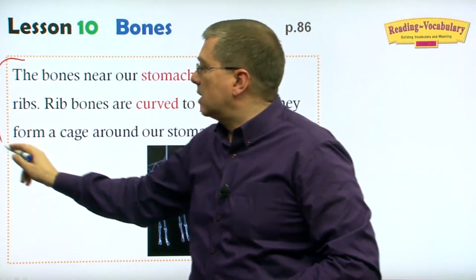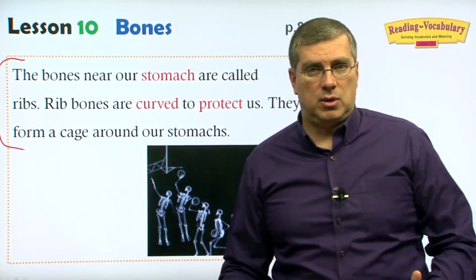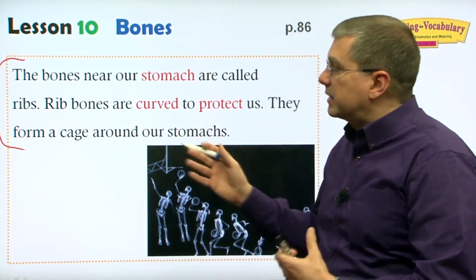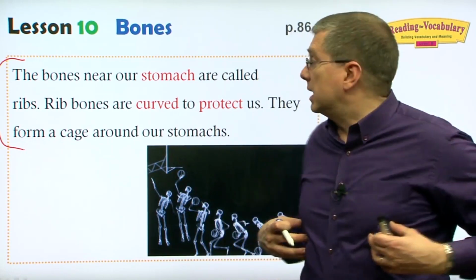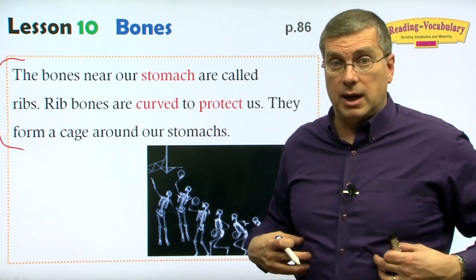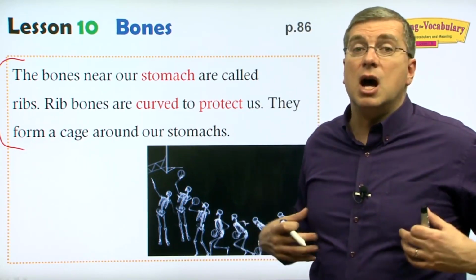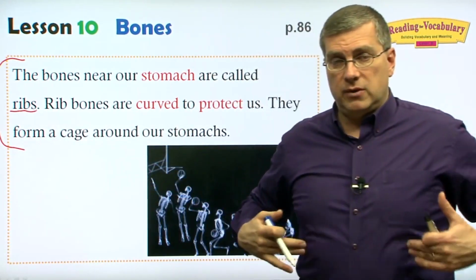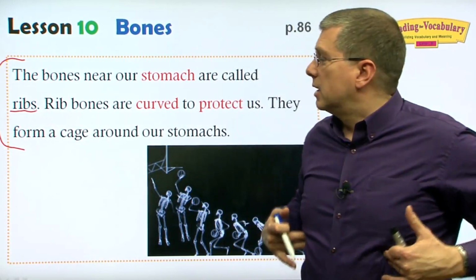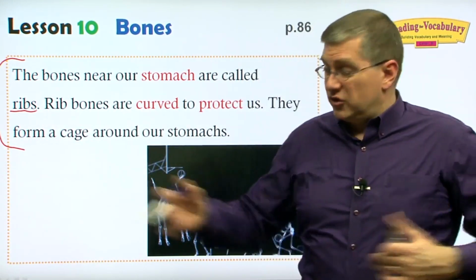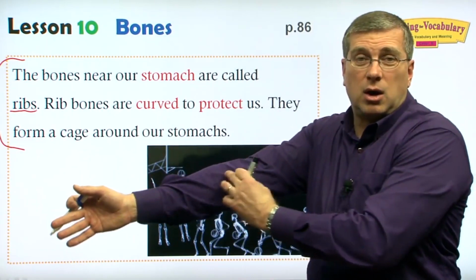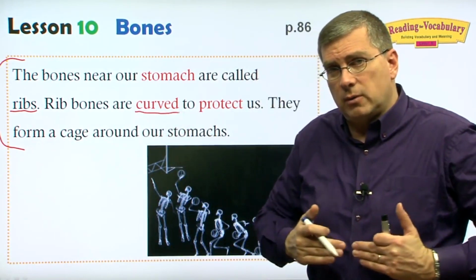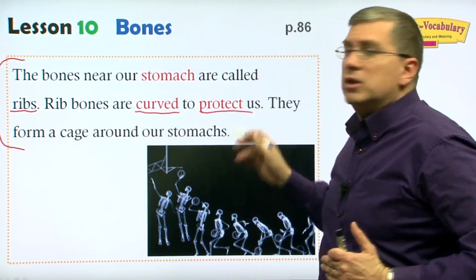So this section here is giving another example of the kinds of bones and the jobs that they do. In this case, we're talking about the bones in our body, especially the ones near our stomach, right? And really near our heart and our lungs too. The bones near our stomach are called ribs. So these bones, if you feel these bones, you feel the hard bones, those are ribs. Now, are rib bones straight and long like our arm bones? No, they are curved. They're curved around our body. Why? To protect us, right?